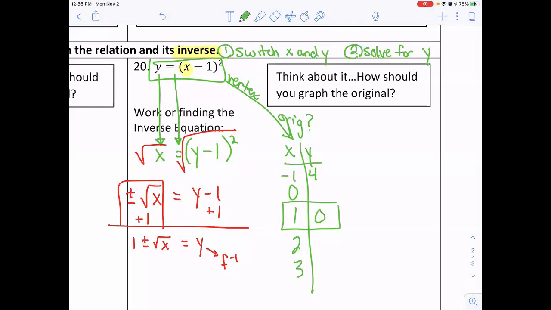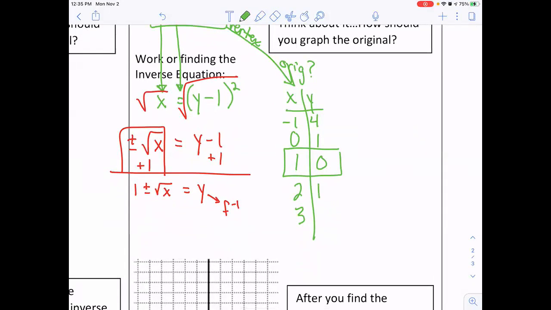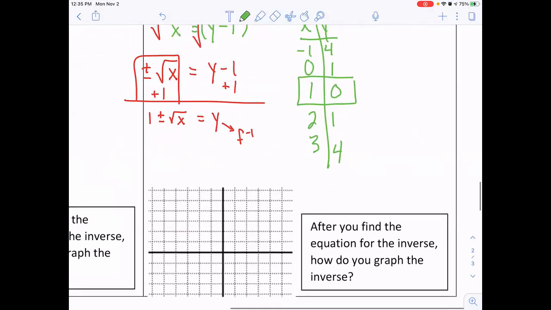What if you plug in 0? What if you plug in 2? You get 1. What if you plug in 3? 4. Let's plot those. Oh, I missed that dot. There we go. Is this a quadratic or a linear? Quadratic. It's a quadratic. Now, the question becomes, how do we graph that one?